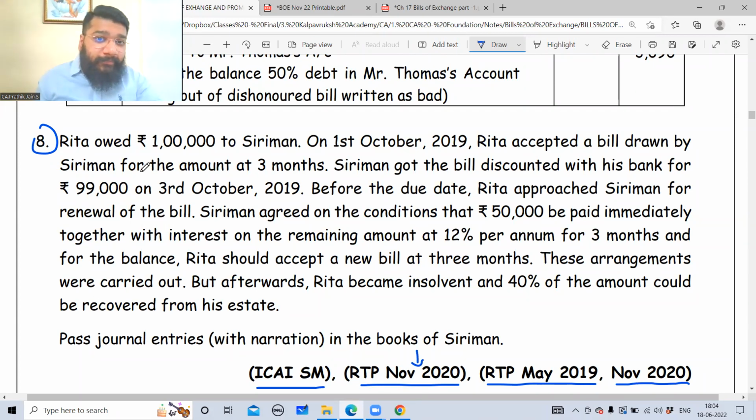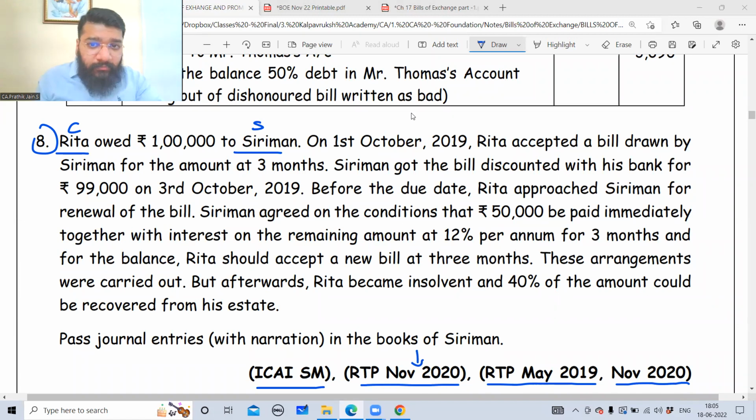Siri is the seller, sir. Rita owed money. Rita is supposed to make the payment. Why is Rita supposed to make the payment? Because she has purchased something and did not make the payment. So can I say Rita is the customer and Siri is the seller? Yes or no? Online people? Ashwin, Kavi, Kavya, Rishabh, Sanjay, no response?